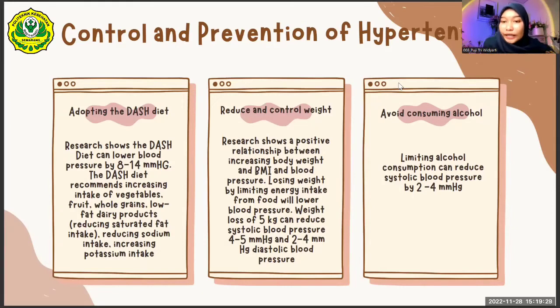And the last point is avoid consuming alcohol. Limiting alcohol consumption can reduce systolic blood pressure by 2 until 5 mmHg.